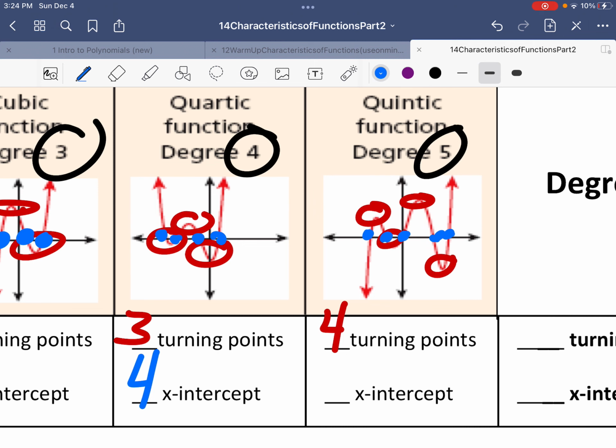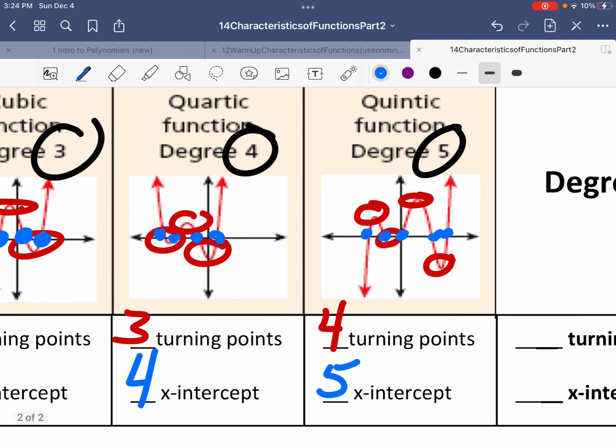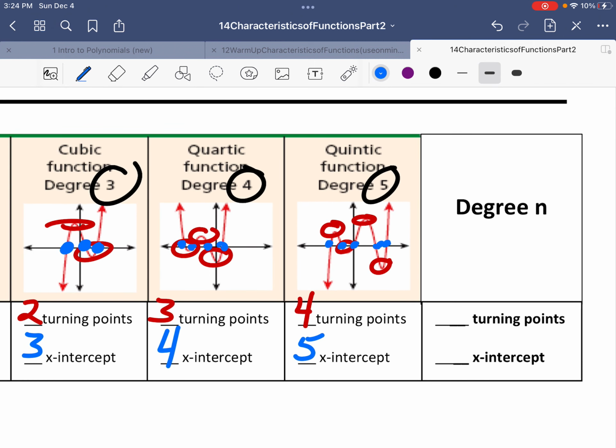1, 2, 3, 4, 5 x-intercepts. It seems like the number of turns is always going to be 1 less than the degree. And how do you write 1 less than the letter n? N minus 1. But it seems like the maximum amount of x-intercepts is going to be equal to the degree. And that is what is true about your turns and your x-intercepts.